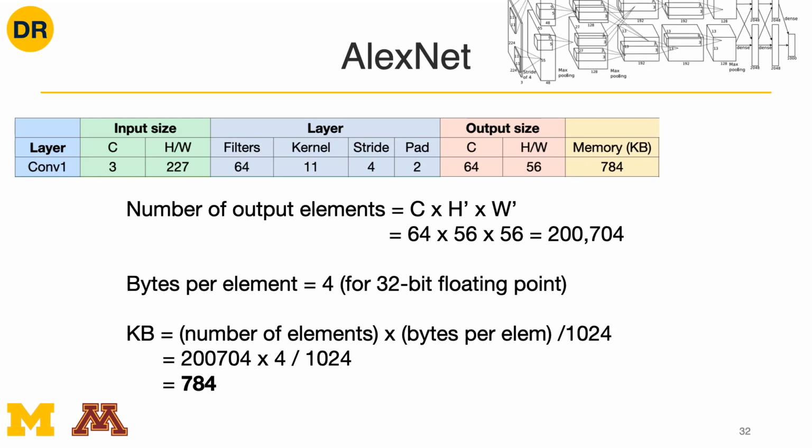So the output is 64, and the output resolution is 56 cross 56. So that's the amount. And you're using 32-bit floating point. So if you're multiplying with that, and again, this is in kilobytes, it's 784 kilobytes. So remember, when you're computing memory, you're talking about output.